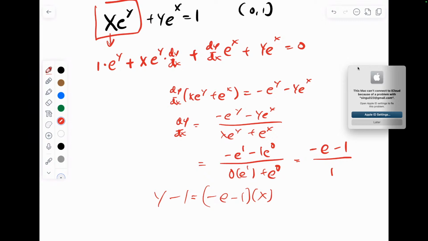We have a lot of people thinking that 1 over u squared is also natural log. No, 1 over u squared is power rule. 1 over u is natural log.